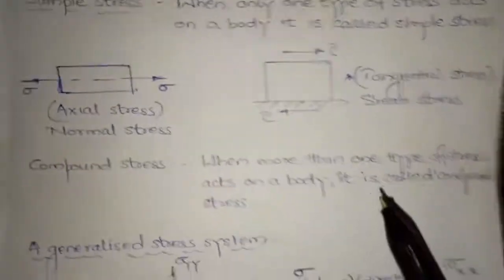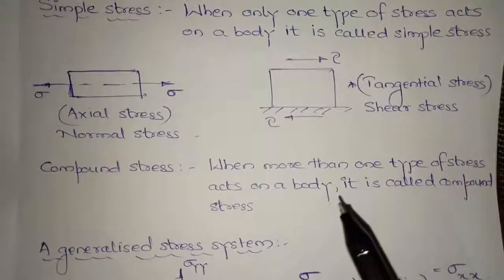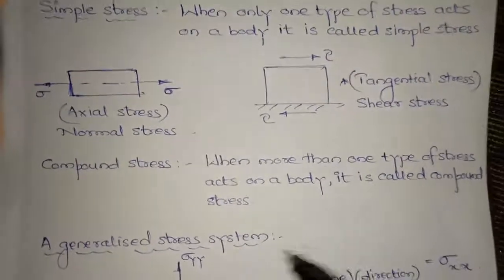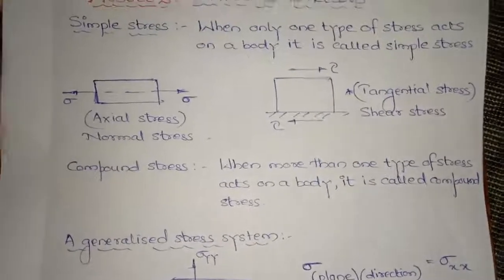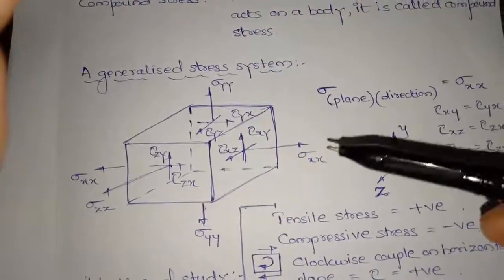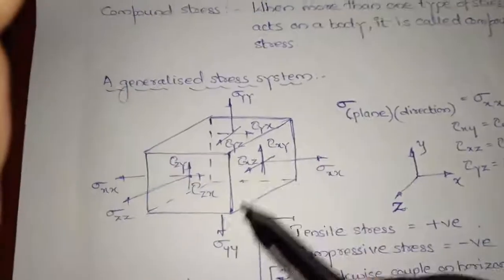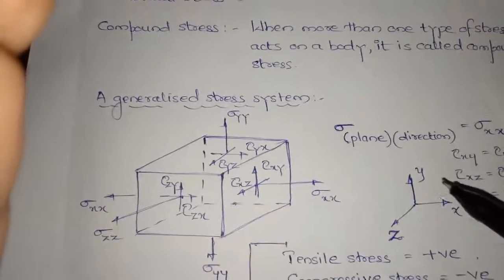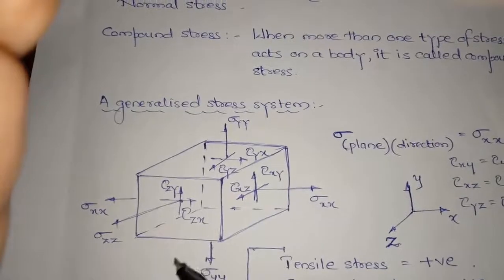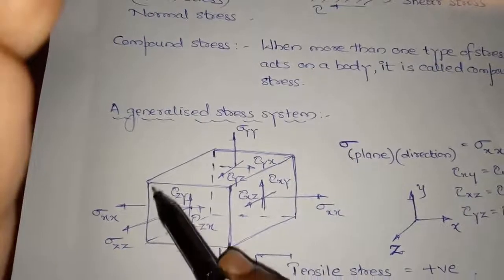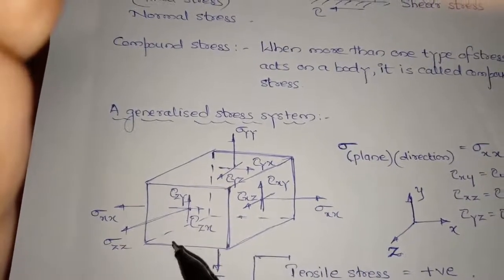If more than one type of stress acts on a body, it is called compound stress. More than one type of stress acting on a body, it is said that the body is subjected to compound stress. Let us see a generalized stress system. This is a cube, and in a cube we know that all sides are equal. Here we have directions. This is the x direction, if this is the origin, this is the y direction, and this is the z direction.